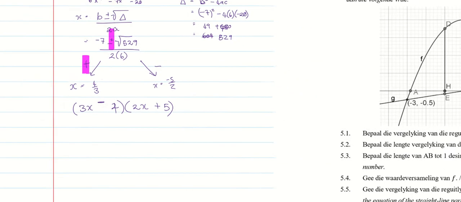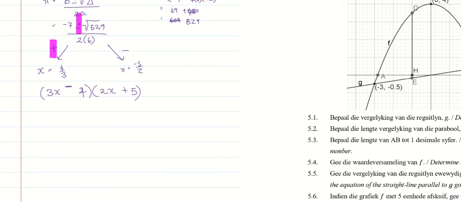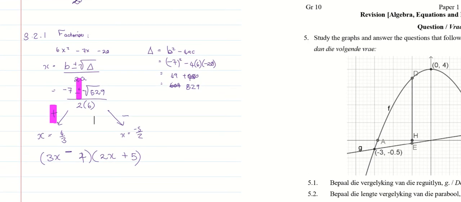Okay, so you could always check your answers by using delta if you are uncertain, and so that is how you use delta.